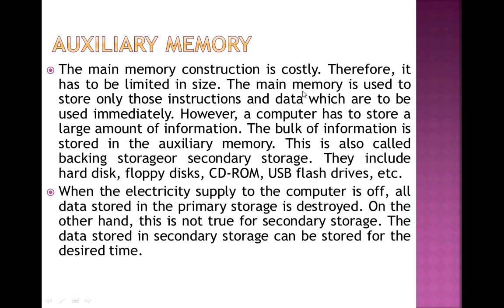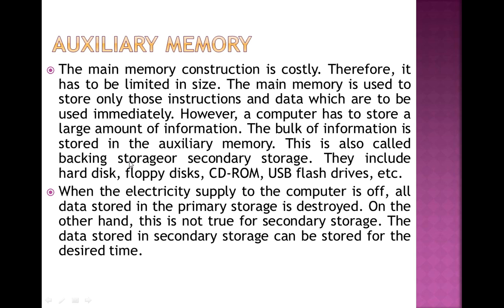Therefore, it is limited in size. The main memory is used to store only instructions which are to be executed immediately. Hence, we require another storage that is used to store the programs. The bulk of information is stored in the auxiliary memory. This is also known as backing storage or secondary storage. So, auxiliary memory or secondary memory is also known as backing memory or backup memory or secondary storage.